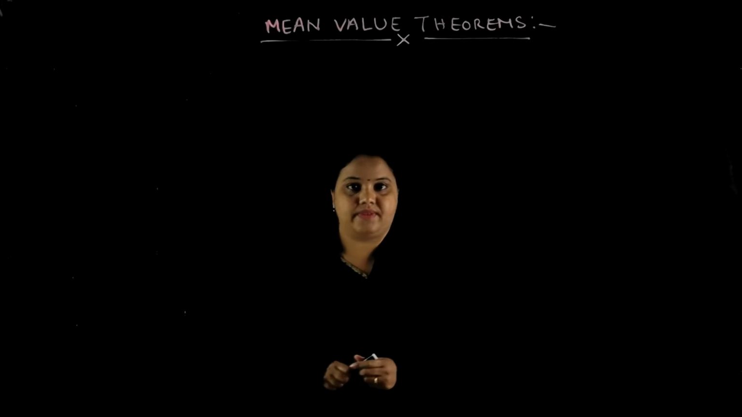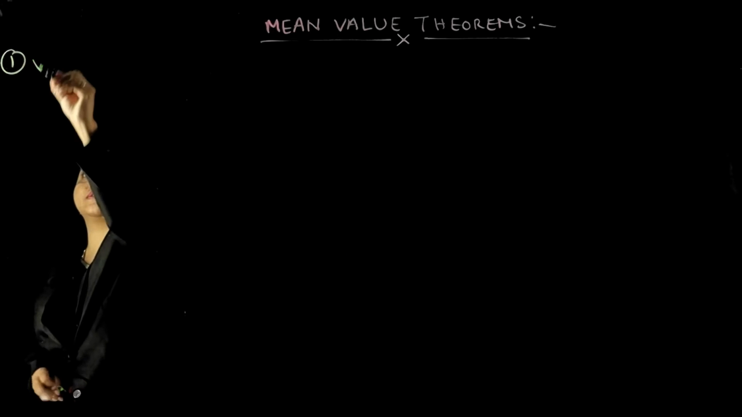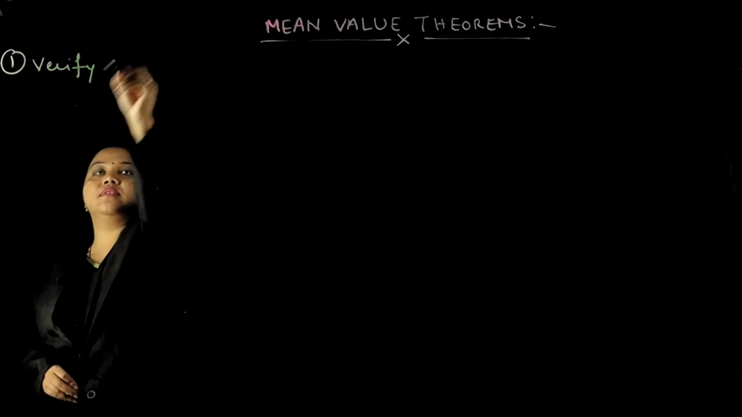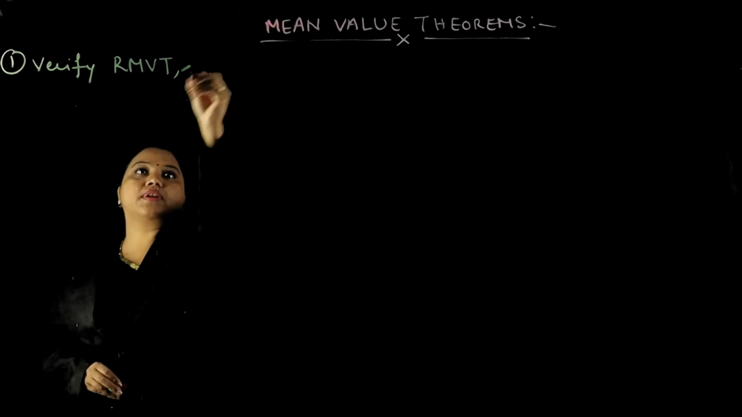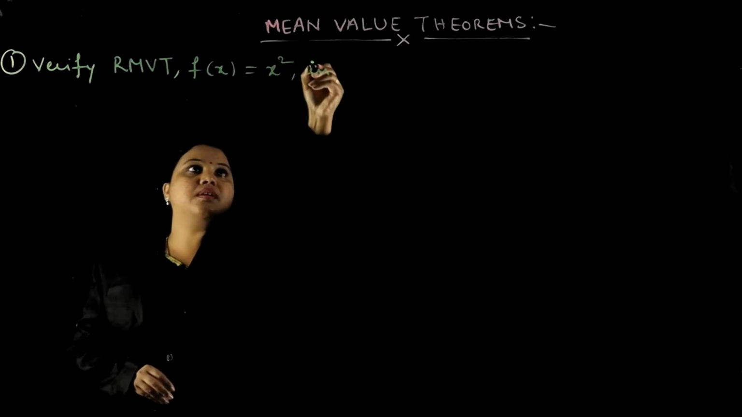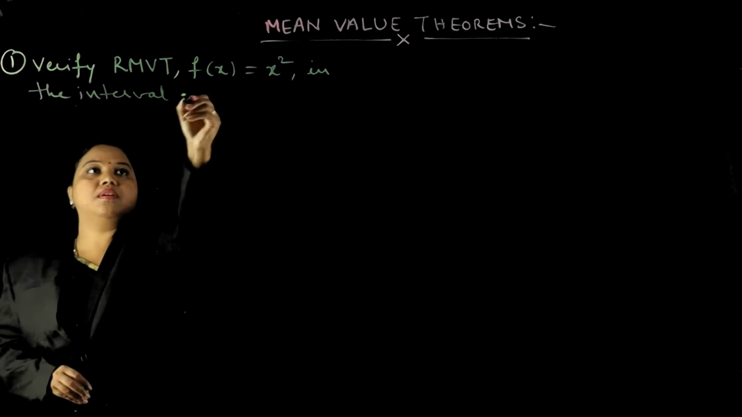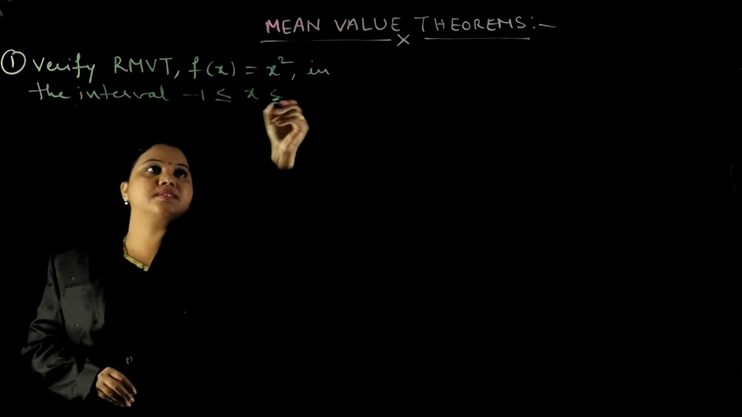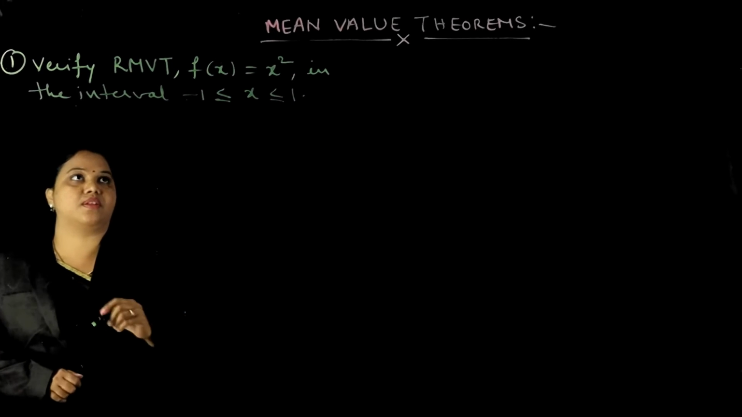As we have seen the Rolle's mean value theorem, now let us understand the applicability of it by solving some problems. So let us solve a first problem which simply states: verify, I am using RMVT as a short form for Rolle's mean value theorem, for the function f of x equal to x square in the interval -1 less than or equal to x less than or equal to 1. So this is the function which is given. We need to verify the Rolle's mean value theorem for this.